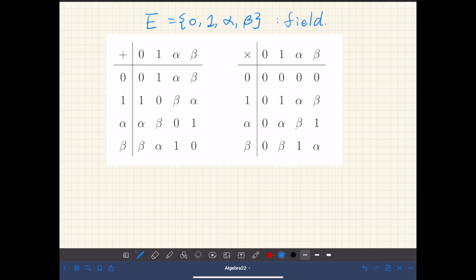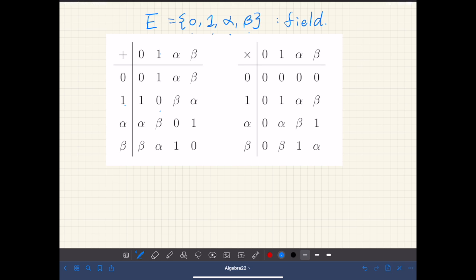Now consider this field E, consisting of 0, 1, alpha, beta. So there are 4 elements, but its characteristic is p. Okay, as you can see, 1 plus 1 is 0. So it has prime characteristic, which is 2. Characteristic is 2. And so that means even if a field is finite, then its characteristic must be finite. But it doesn't mean the number of elements of the finite field is equal to the characteristic of that field.